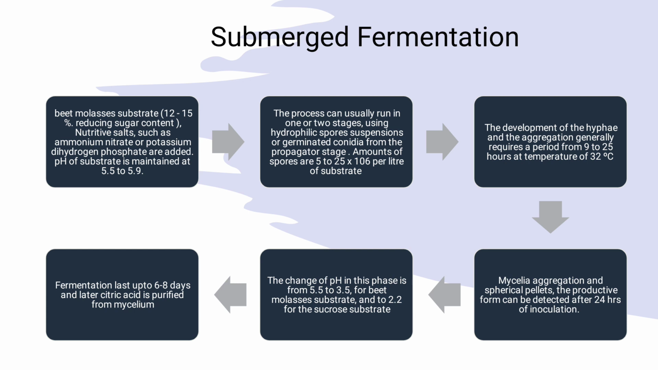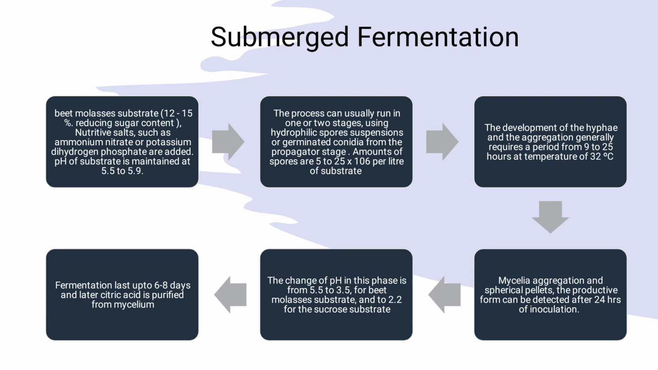Then we see about the submerged fermentation. Beet molasses substrate is used, with 12 to 15% reduced sugar content. Nutritive salts such as ammonium nitrate or potassium dihydrogen phosphate are added. The pH of the substrate is maintained at 5.5 to 5.9. The process can usually run in one or two stages using hydrophilic spore suspensions or germinated conidia from the propagation stage. The amount of spores is 5 to 25 times 10 to the power 6 per liter of substrate.